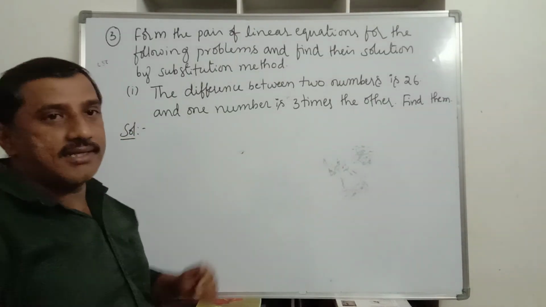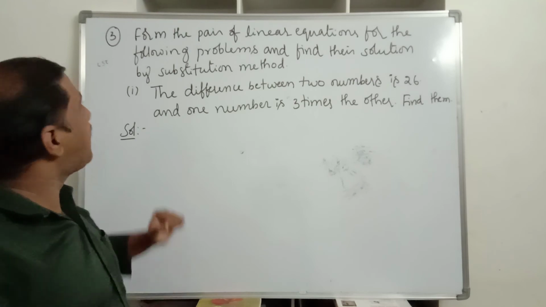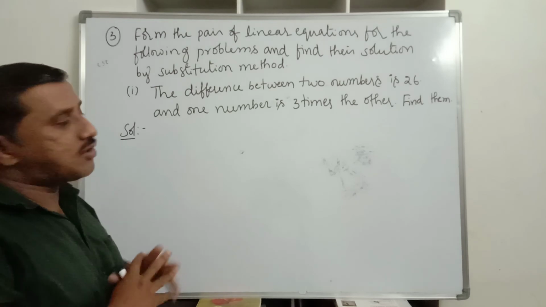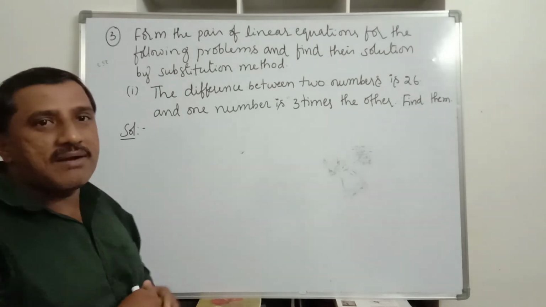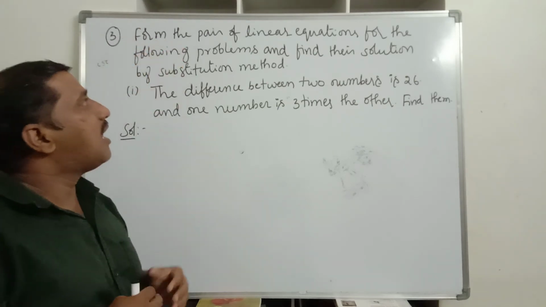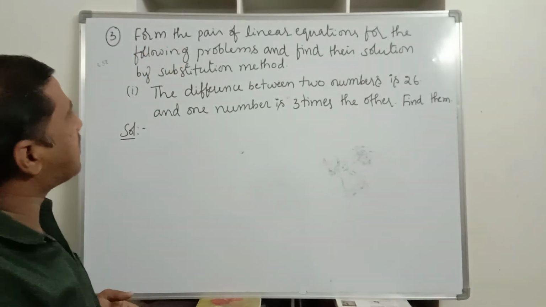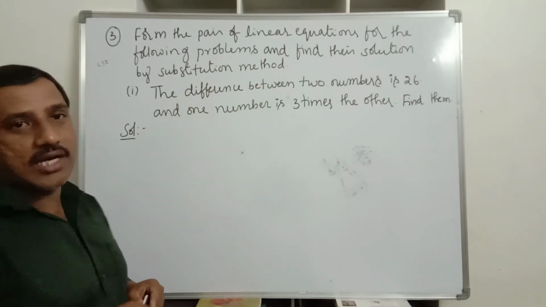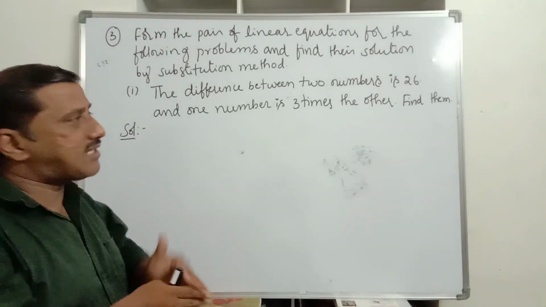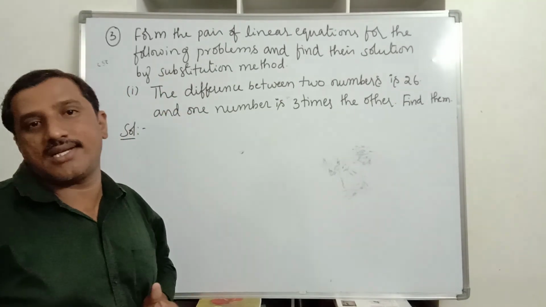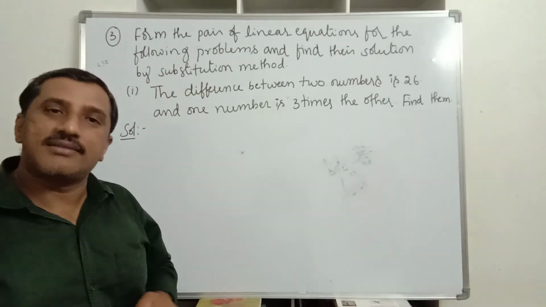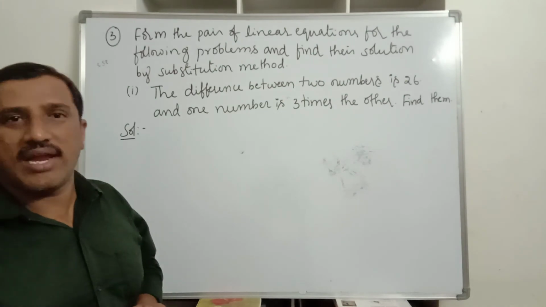Now we will discuss the third bit from the same exercise 3.3. Form the pair of linear equations for the following problems. So we were given some problems in the statement form, that is word problems. First we have to frame the equation. We have to form the pair of linear equations, and then find the solution by the substitution method. So in this we have two parts. The first part is, we have to frame the equations by understanding the given statement. Then we need to solve those two equations.